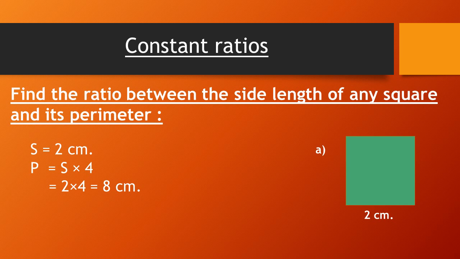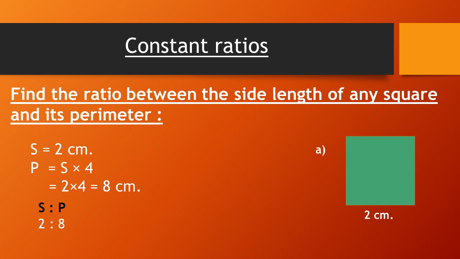I need to find the ratio between the side length and its perimeter. Don't forget, order is very important. I said side to perimeter. Then we write side to perimeter. Side is 2 and perimeter is 8. We have the same unit, but the ratio has no unit. Then we will not write the units here.